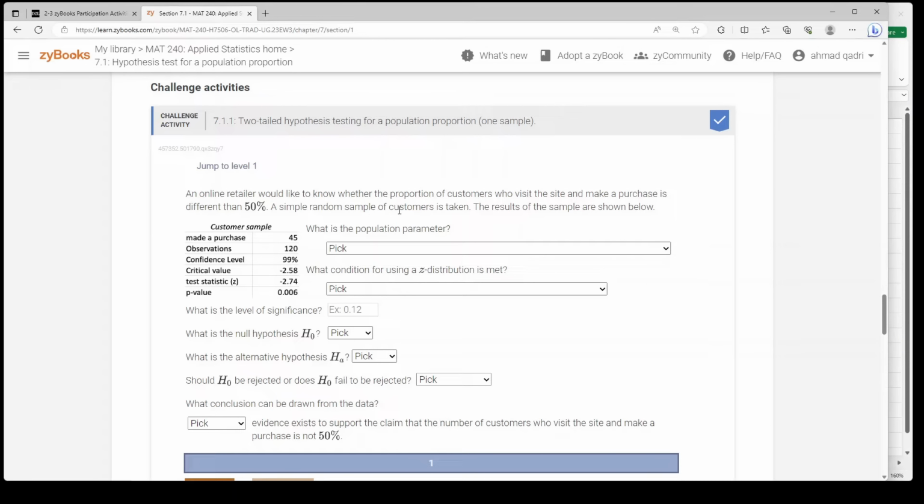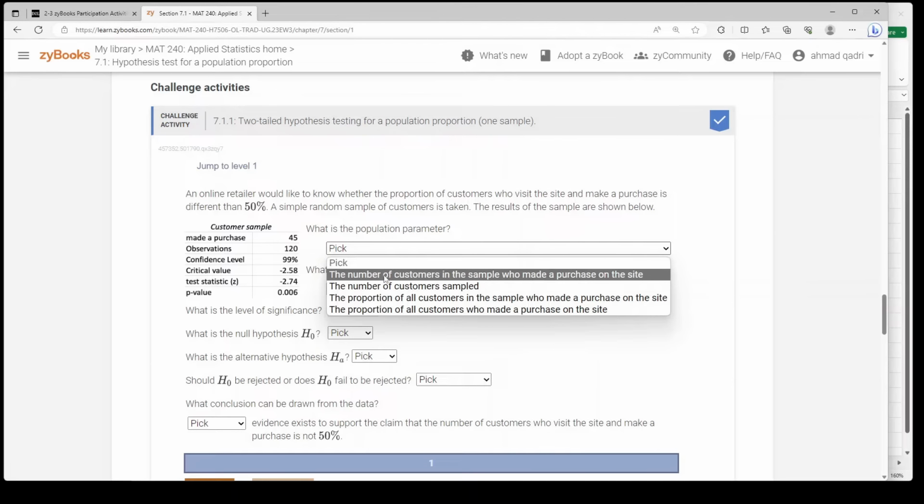A simple random sample of customers is taken. The results of the sample are shown here. And the first question is, what is the population parameter? So remember that the population parameter is the unknown value that we're trying to estimate or have a hypothesis about.